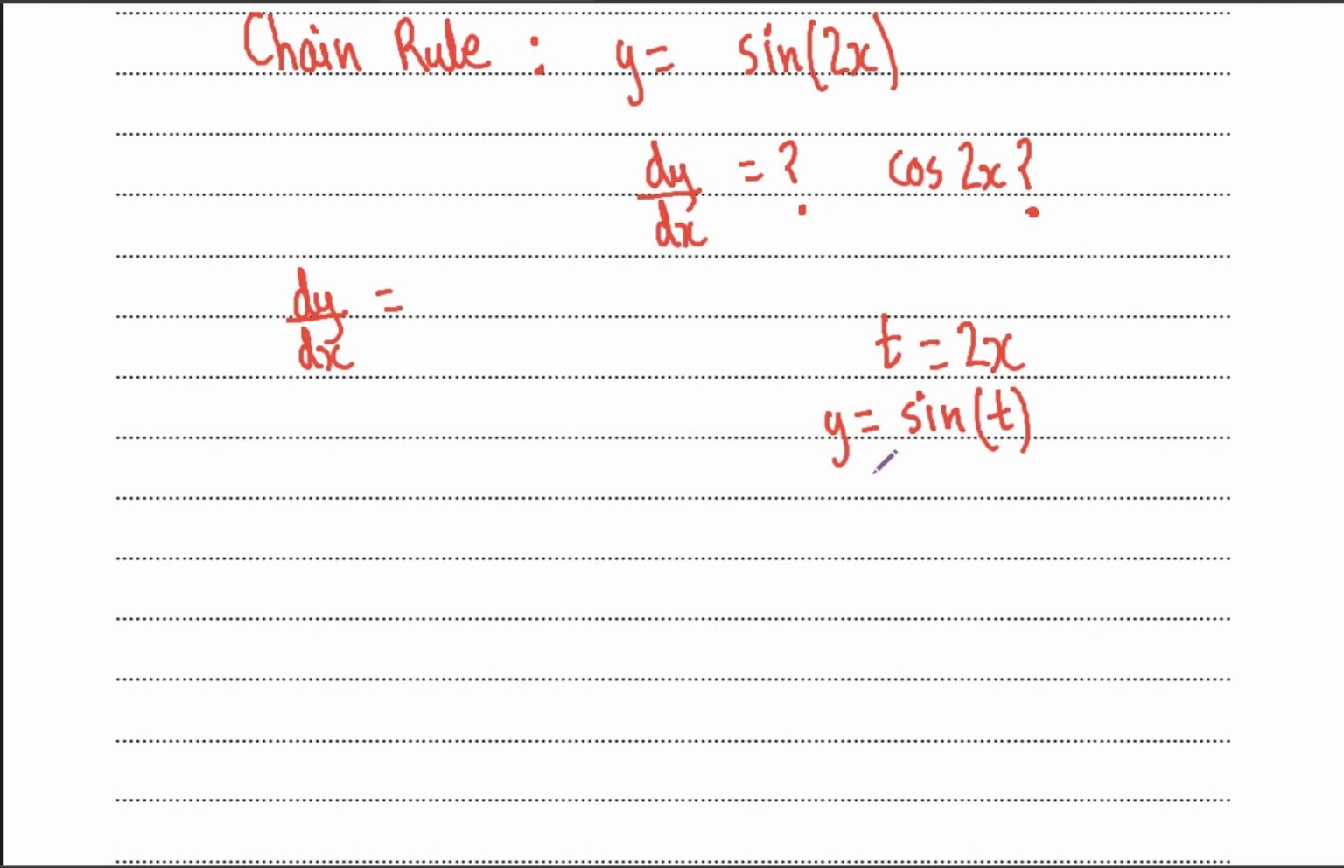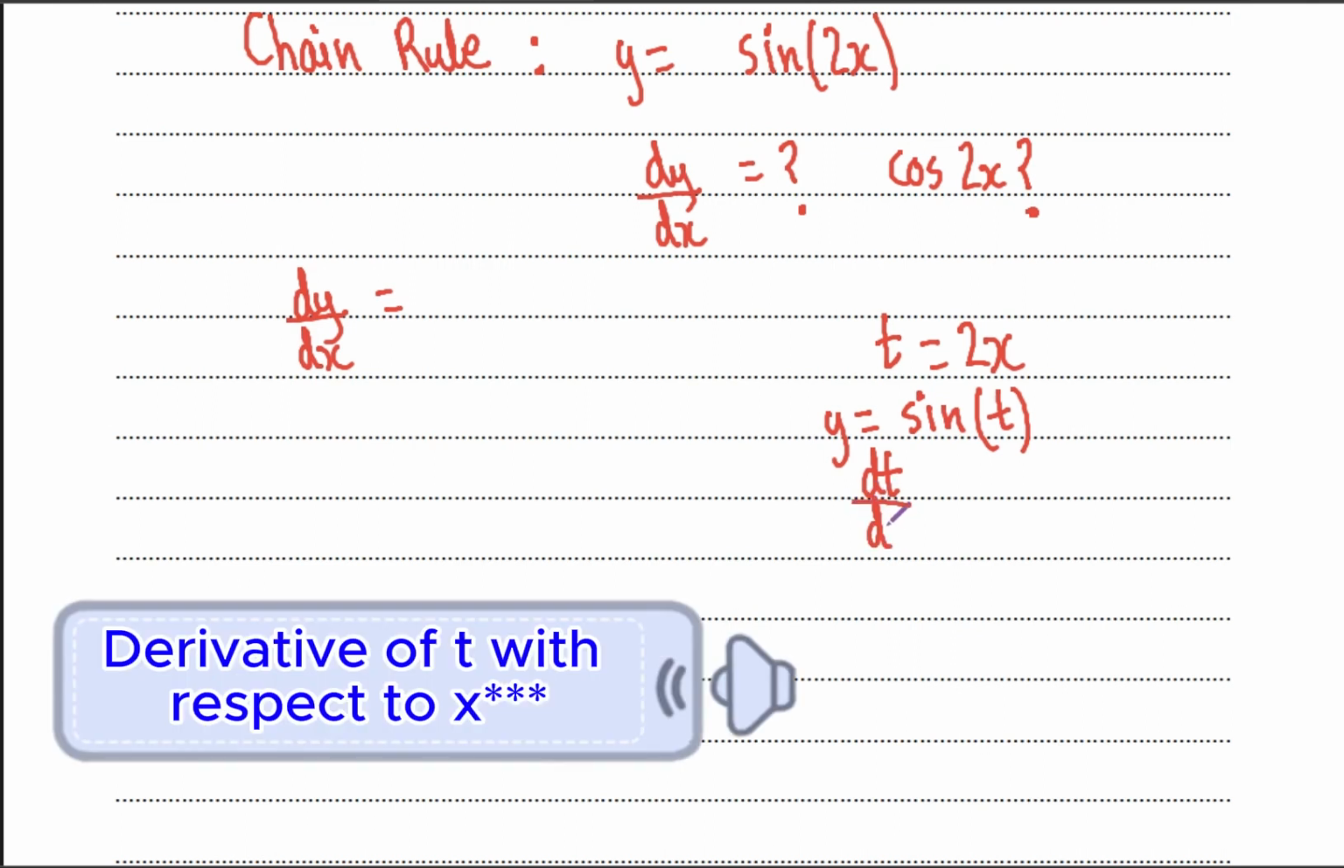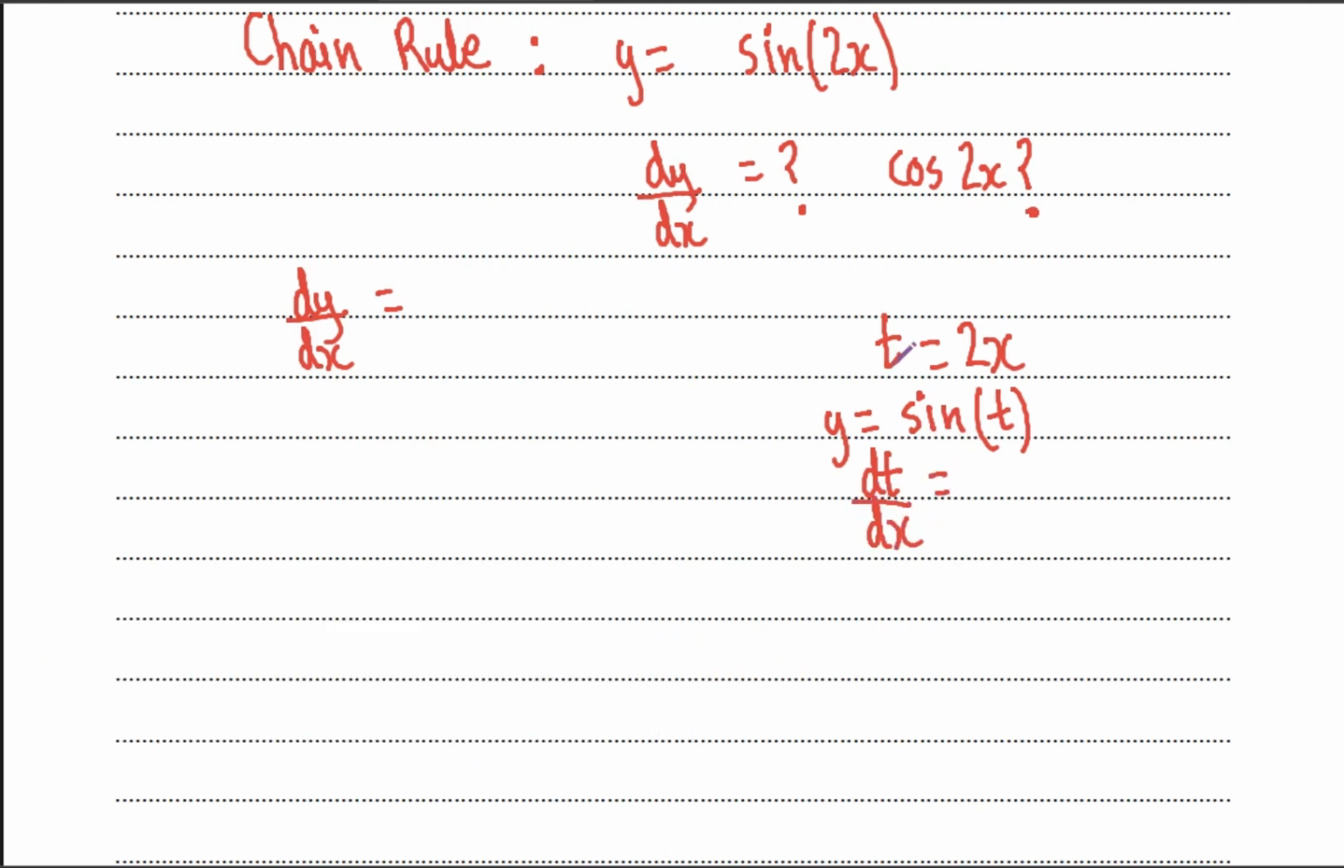Now, what if we take the derivative of t with respect to x? So dt by dx. So we just take the derivative of 2x. That's all this is saying. That's just 2 times x to the power 1 minus 1, which is equal to 2. So we have dt by dx is equal to 2.